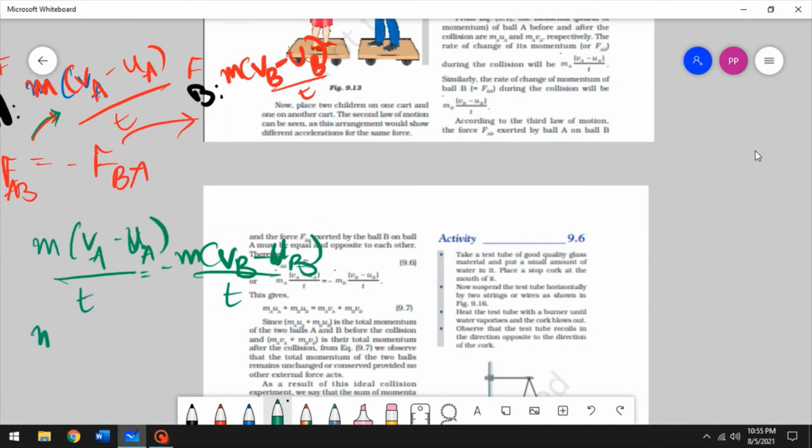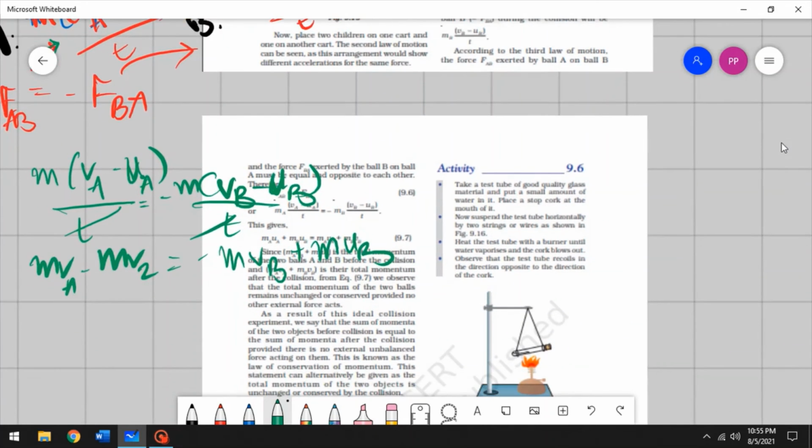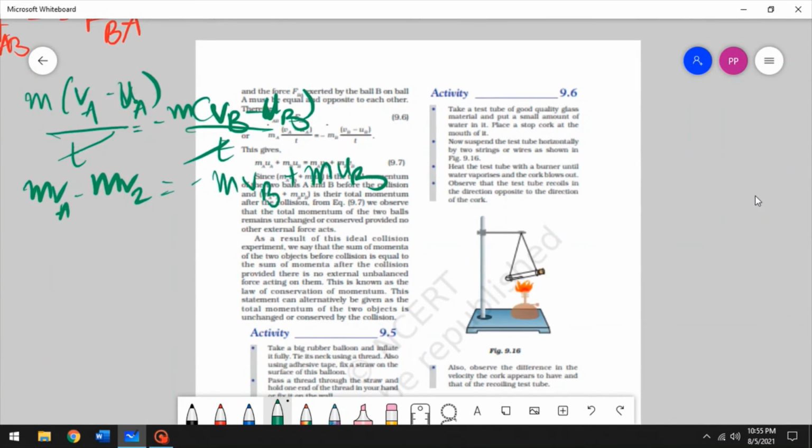And once we expand that, we will get m v_a minus m u_a, if we cancel out the t's, because they're in the denominator. There's no point in them being cross multiplied and all of that, right? m v_a minus m u_a is equal to negative m v_b plus m u_b. Alright. So, based on this, what do we know? That m v_a plus m v_b equals m u_a plus m u_b.